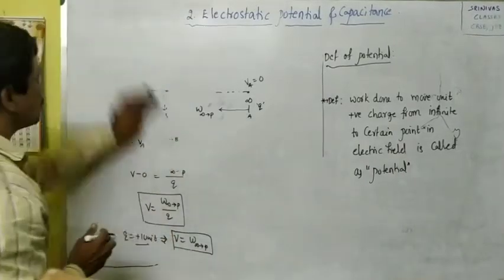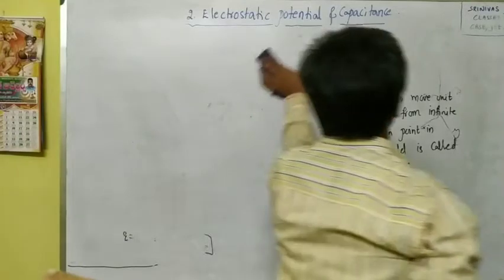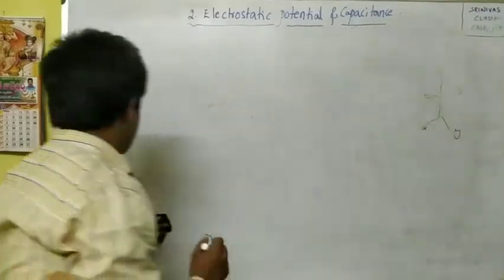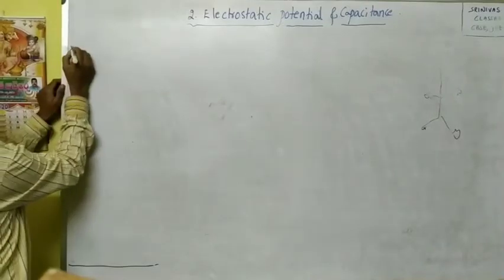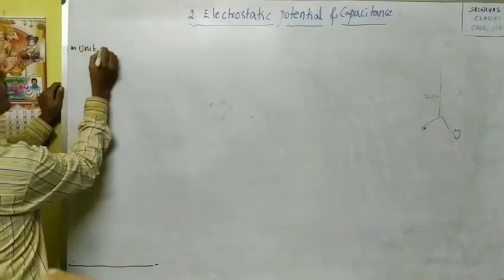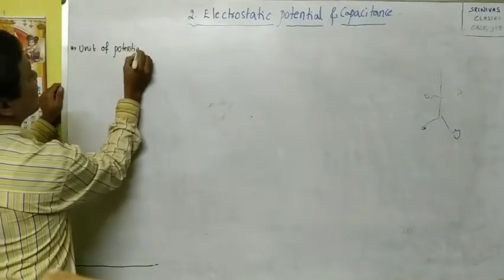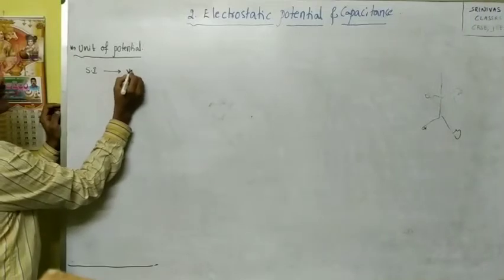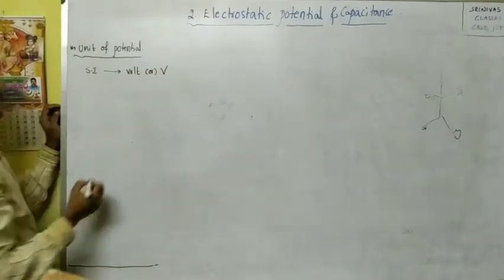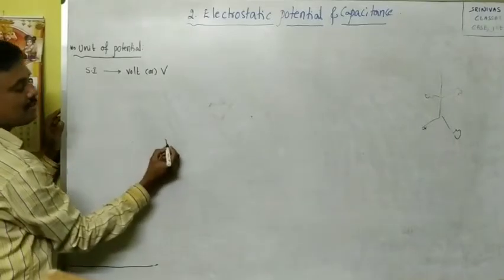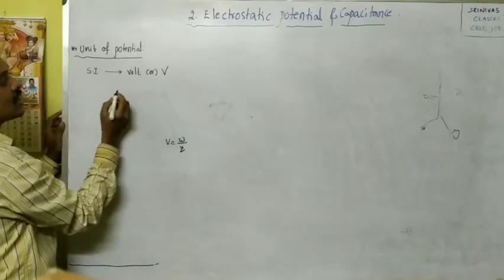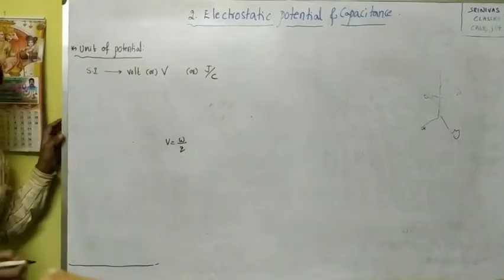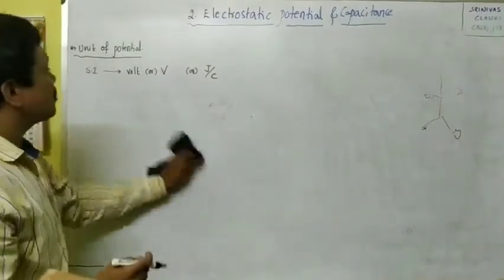And now let us go for the unit of the potential. How to write the unit of the potential? Very simple. Unit of potential: the SI unit is the volt, V. The potential formula we know is work by charge, so the other unit of potential is joule per coulomb. Work unit is joule and charge unit is coulomb. Joule per coulomb, or volt, is the unit of potential.